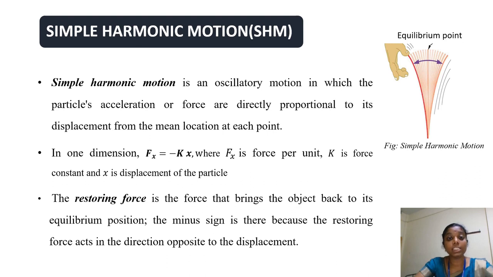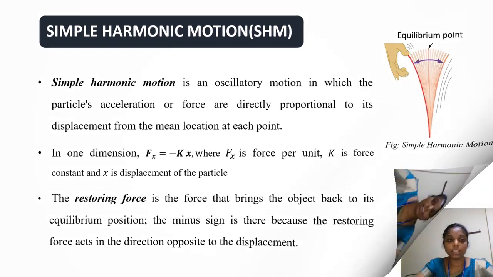Next, simple harmonic motion. Simple harmonic motion is the oscillatory motion in which a particle's acceleration or force is directly proportional to its displacement. That is, F is equal to minus k into x, where k is the force constant. Here the negative sign represents that the force, that is the restoring force, acts opposite to the direction of displacement.